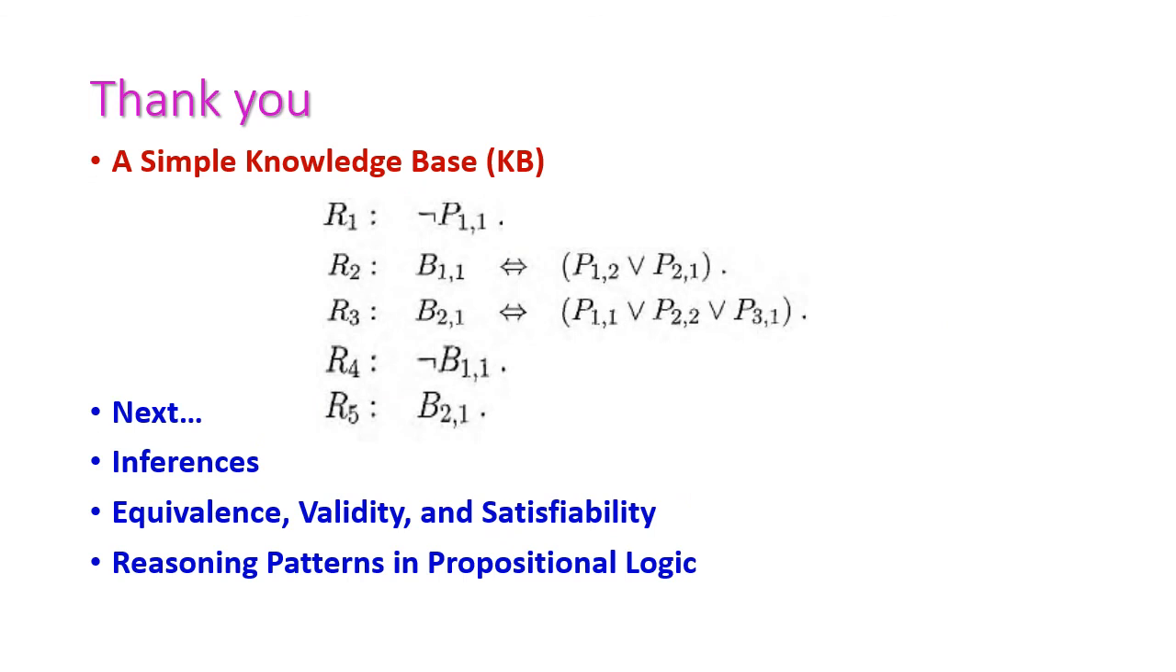Up to this point we have constructed a very simple knowledge base with these 5 sentences, 1, 2, 3, 4 and 5. With these 5 statements we have constructed a simple knowledge base, and by using the truth table we proved that all the statements will be true at one stage.